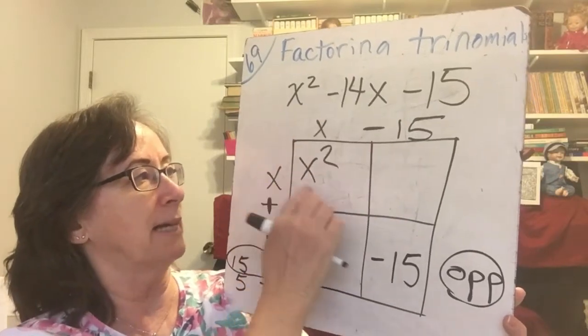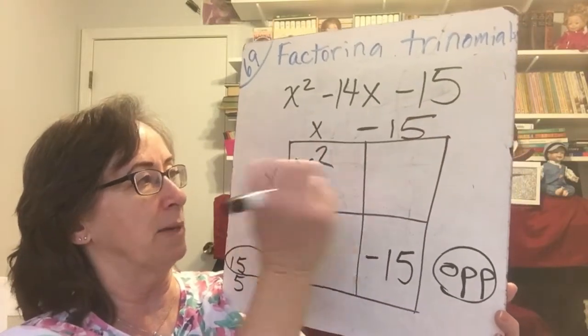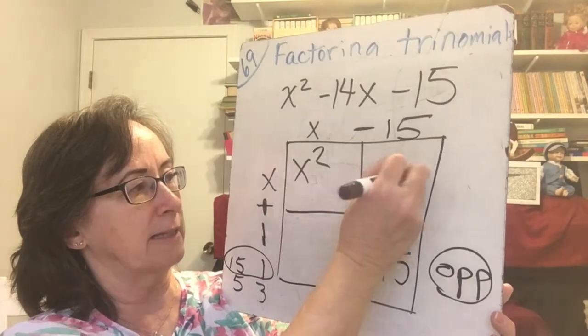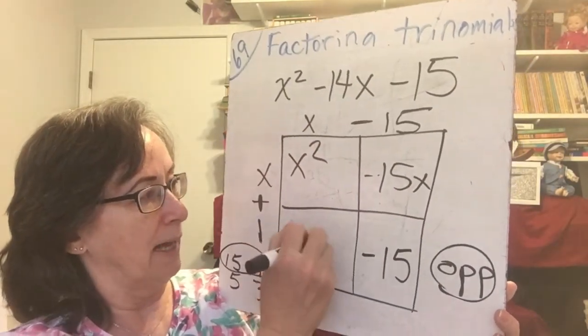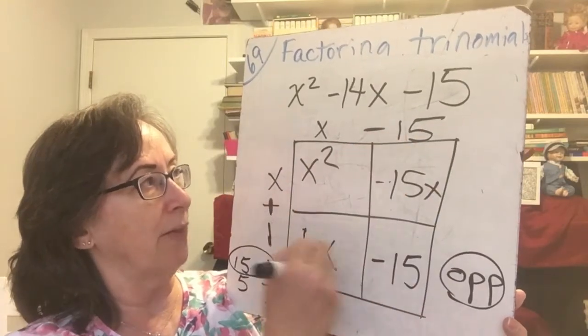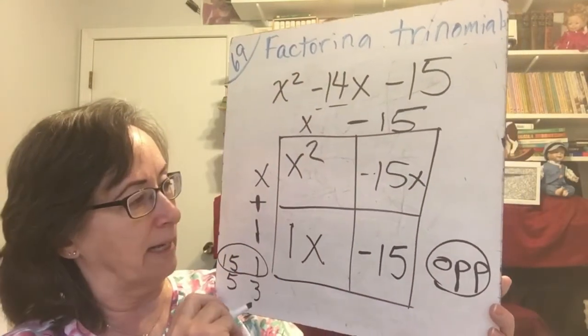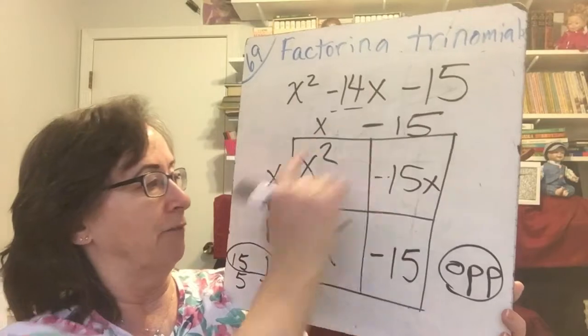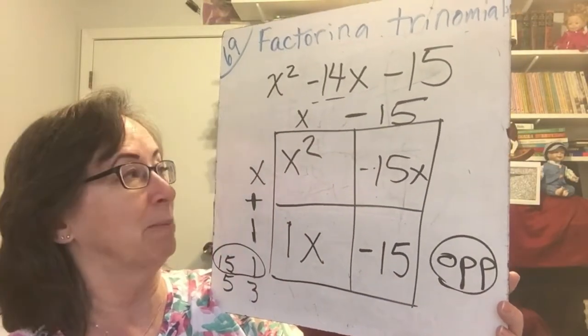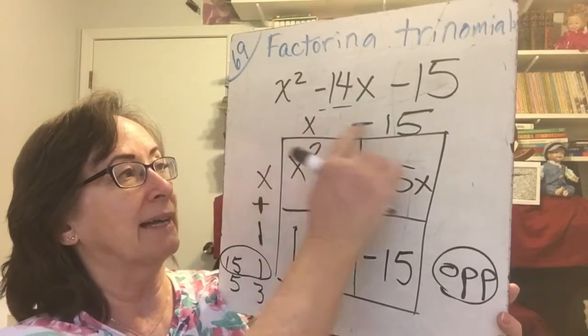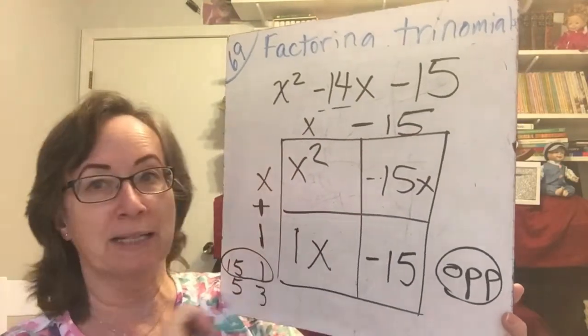Now let's check it. So x times x is x squared. Negative 15 times x is negative 15x. 1 times x is positive 1x. When I put these together, don't I get the negative 14x? And then negative 15 times 1 is negative 15. And I'm done with my problem. My factors are x minus 15, x plus 1.